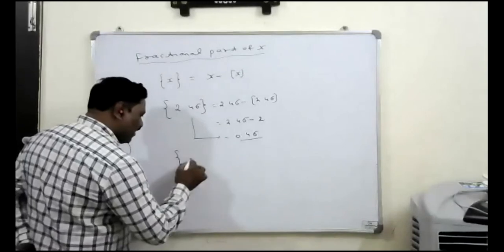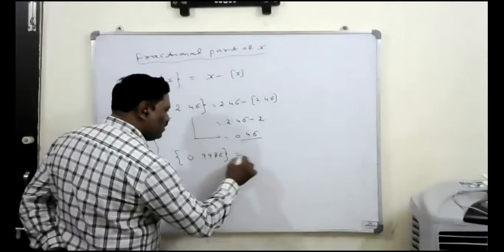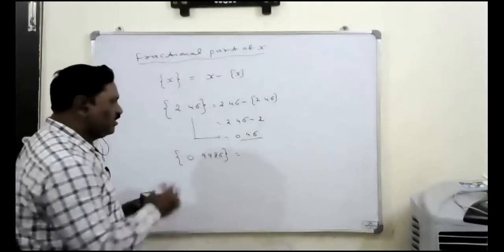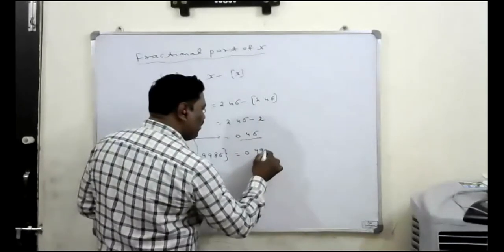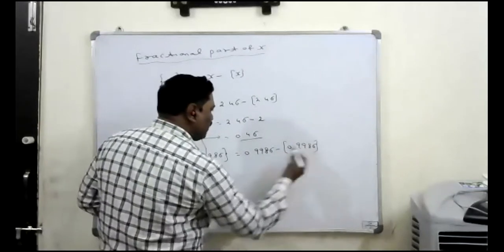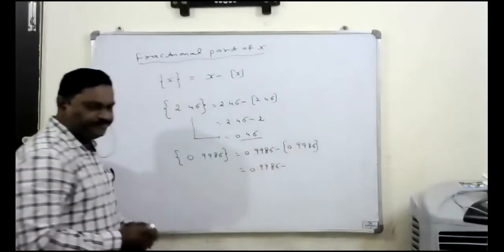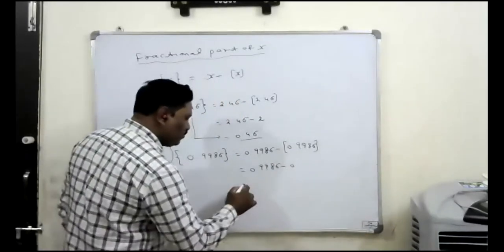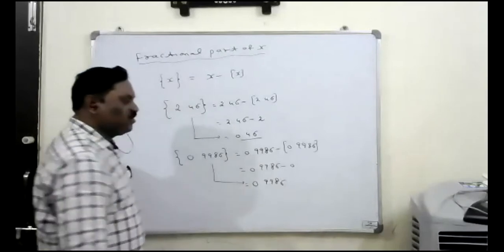Similarly, suppose I want to find the fractional part of 0.9986. It is 0.9986 only, because as per the definition, x minus the integral part of x, that is 0.9986 minus its integral part. The integral part is 0, so we get the same number, 0.9986. That's why this is the fractional part.